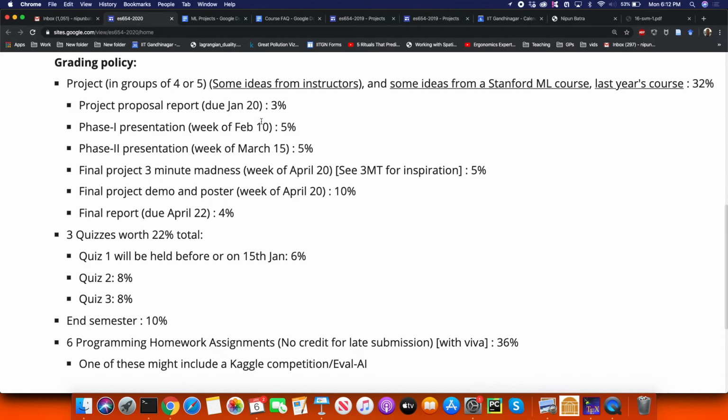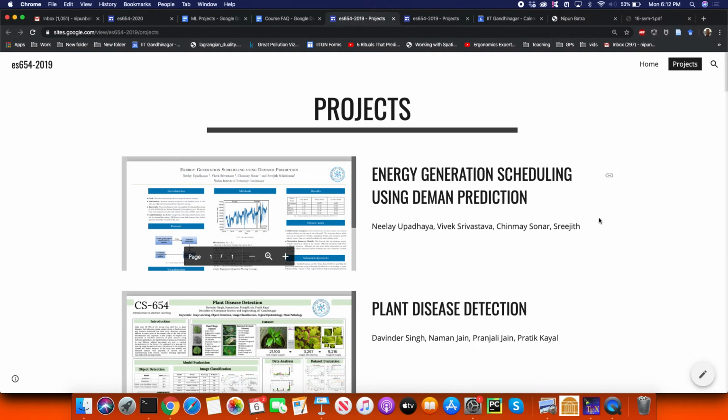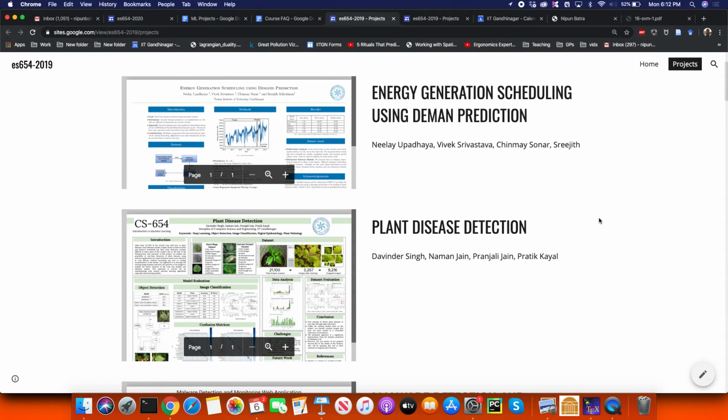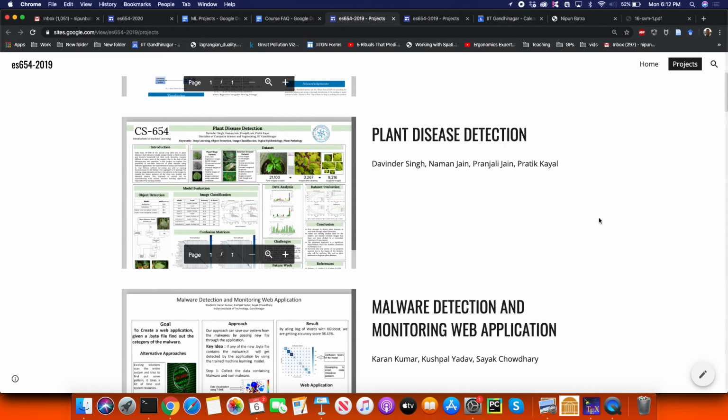I can also show you some projects from last year's course. So I've linked this in the course website, and I've put the poster, which is one of the last components for the project, from last year's course. So you can get a fair handle on what is the expectation and what is the level to which projects were done last year. Just to give you some thoughts or some ideas about things.